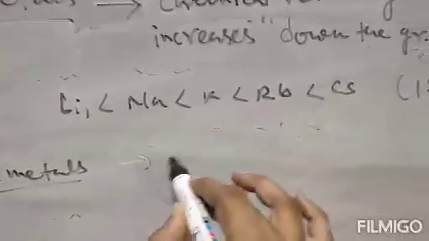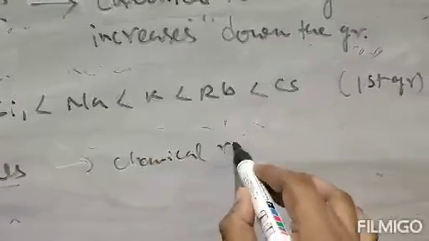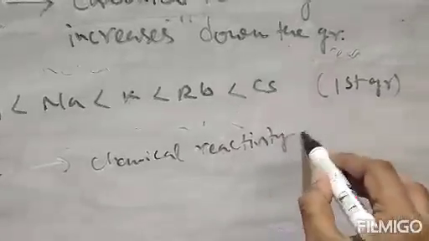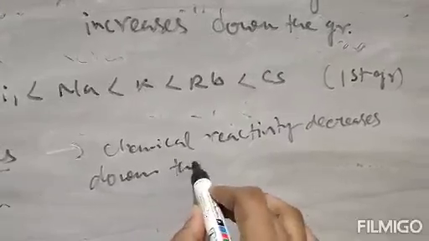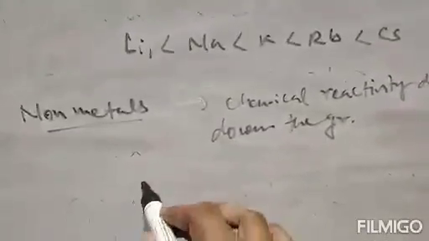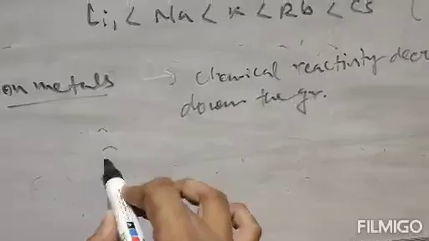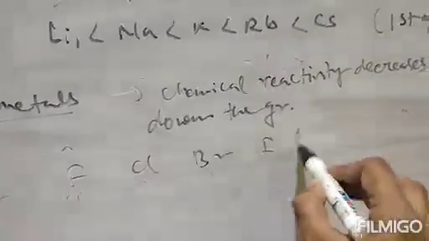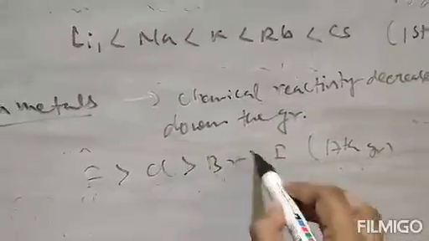Chemical reactivity decreases down the group in non-metals. For example, take the 17th group elements: fluorine, chlorine, bromine, iodine. Since chemical reactivity decreases down the group, the order will be like this. So this is the chemical reactivity character.